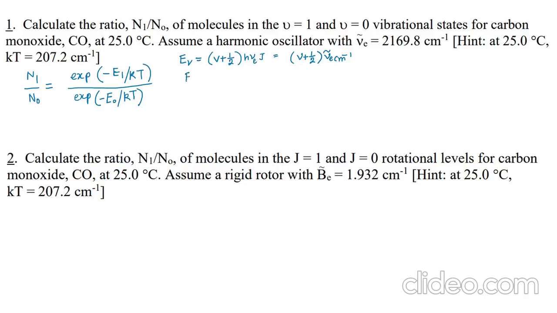So what about energy of E0? That is νe/2 centimeter inverse. What about E1? It is 3νe/2 centimeter inverse. So if we simplify this, we are going to get (E0 minus E1) by kT.